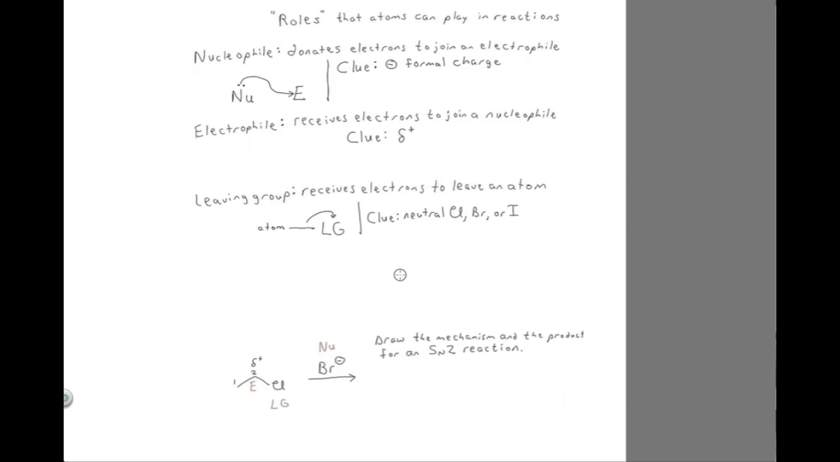So here we have used each of these clues that we learned about in the previous video. We learned that a negative formal charge is a clue for the nucleophile. A delta positive charge is a clue for the electrophilic atom. And we've memorized that neutral chlorine, bromine, or iodide are good leaving groups. Here we're talking about neutral formal charge. A chlorine with a neutral formal charge, we've memorized, is a good leaving group.